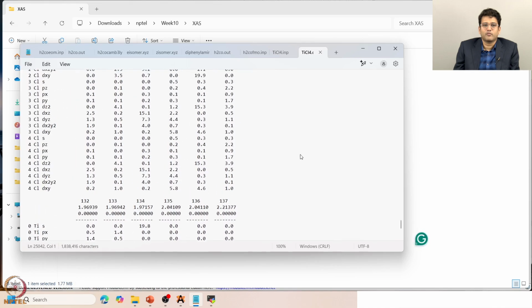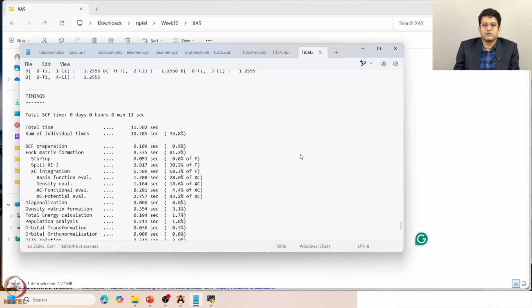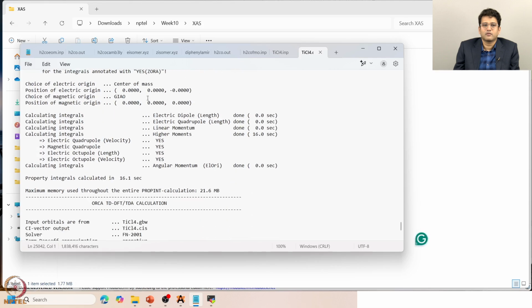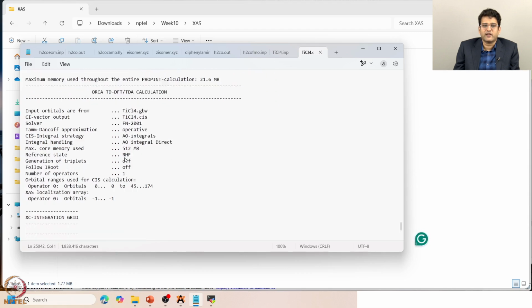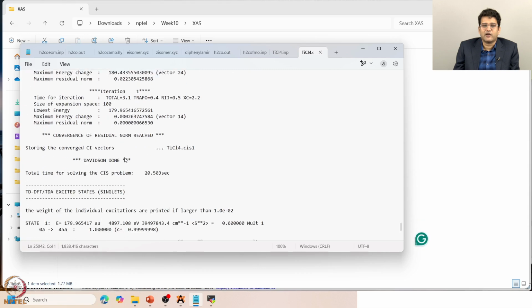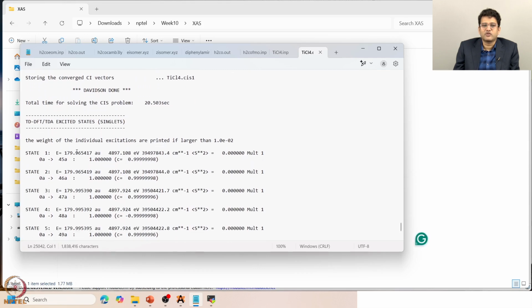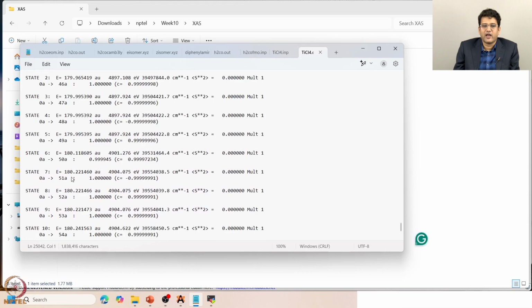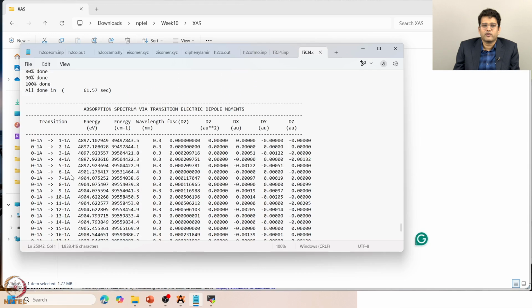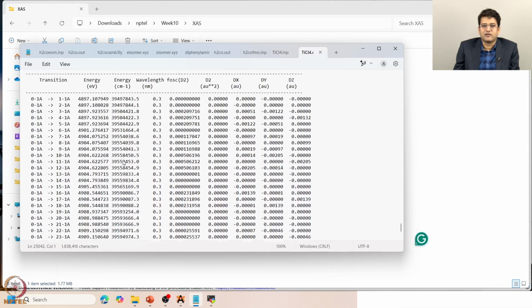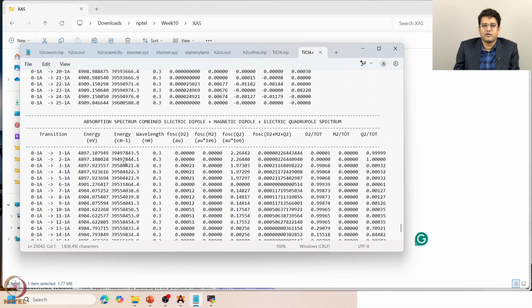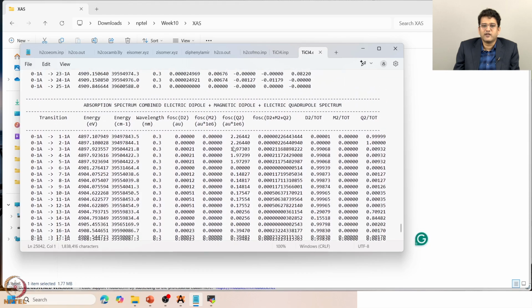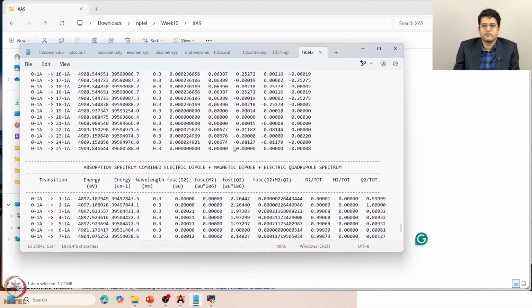Before you do the property integral calculation, this calculates the electric quadrupole moment, magnetic quadrupole moment, electric octupole, both in length and velocity calculation, and then it starts doing the calculation. So, you see that all the energies are around 179, and after this is done, this is the electric dipole moment, and then this is the combined spectra with the quadrupole moment.